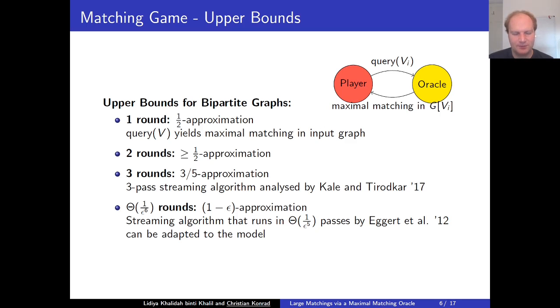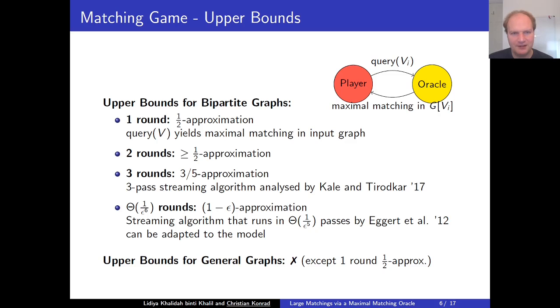Now, it's also possible to obtain a 1 minus epsilon approximation, and this can, for example, be done by implementing a known streaming algorithm that originally runs in 1/epsilon to the 5 passes. This can be adapted to our model to run in 1/epsilon to the 6 passes. So we can even get a 1 minus epsilon approximation in our model. Regarding general graphs, there are no particular upper bounds known to us, except a 1-round 1/2 approximation, which is again simply implementing the greedy algorithm, querying basically the whole input graph, all vertices.